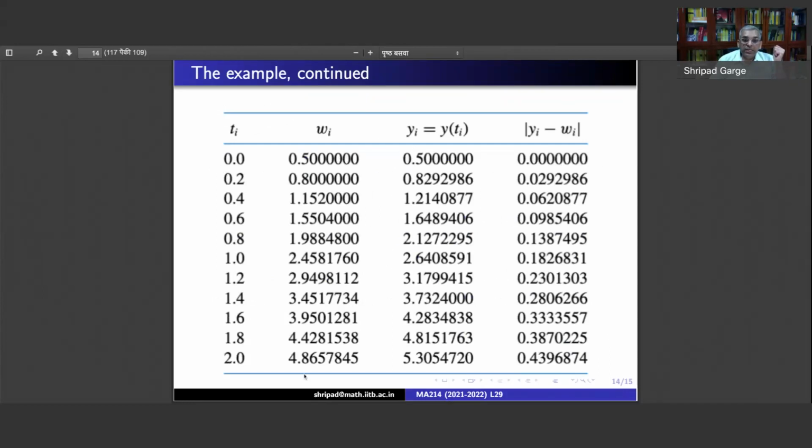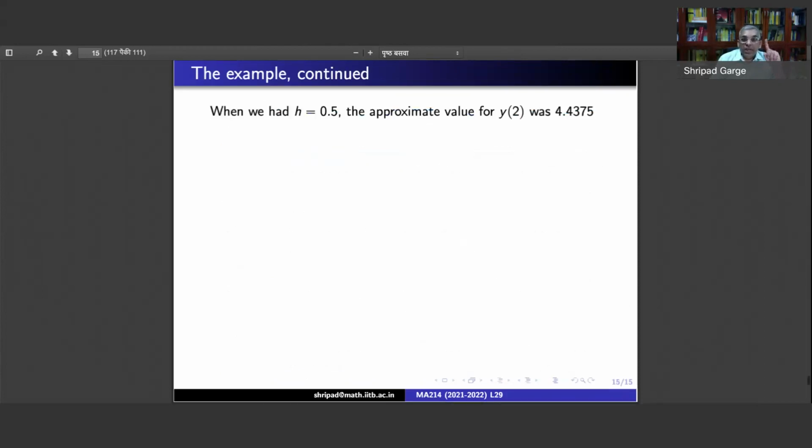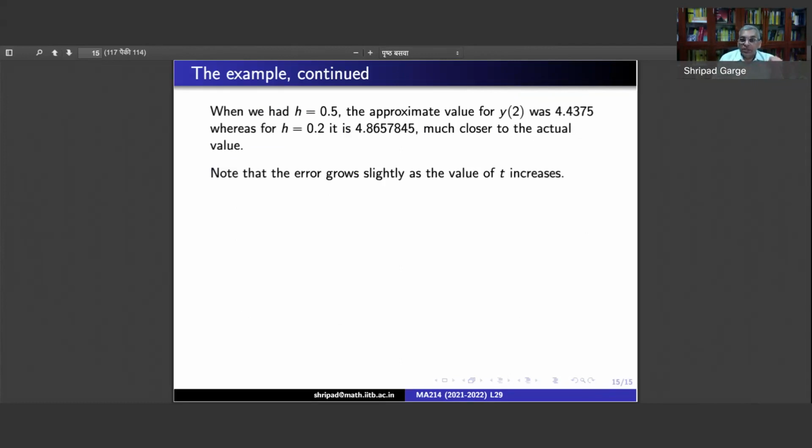But notice that the approximate value 4.8657845 is much better than what we had for our initial illustration of Euler's method. When we had h equal to 0.5, the approximate value was 4.4375, whereas for this smaller step value, it is 4.8657845, which is much closer to the actual value. So, of course, if you take h smaller and smaller, then you are going to get much better approximations. That is quite clear.